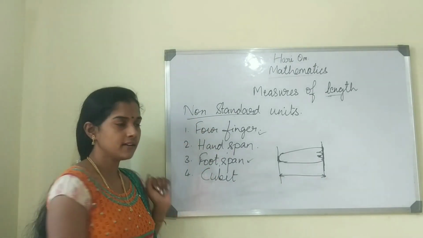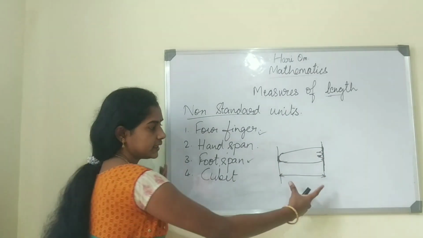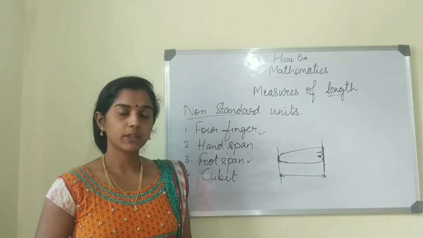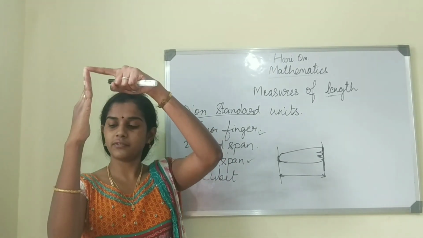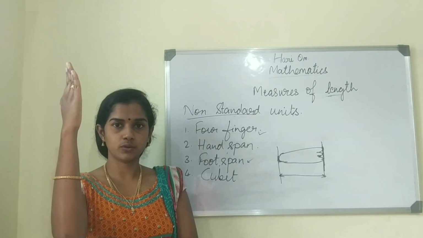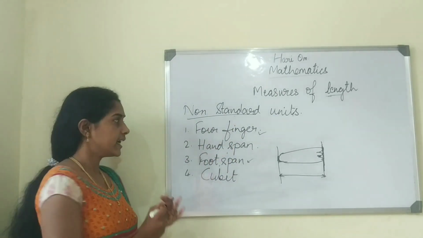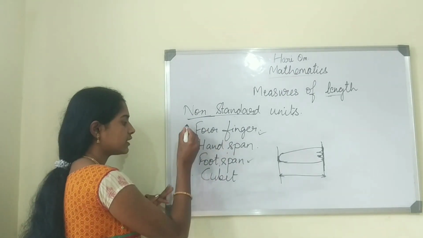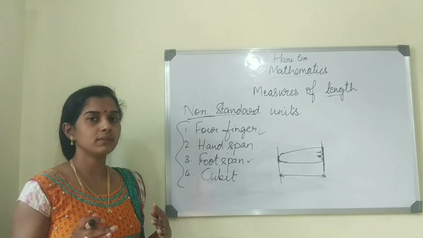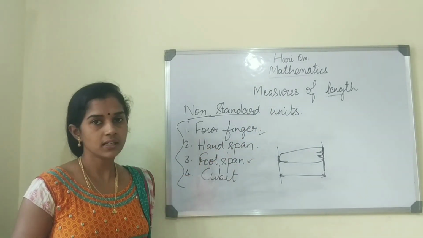What is foot span? The tip of the longest toe till the tip of the heel. The distance between it is called as foot span. What is cubit? Cubit is the tip of the longest finger till the tip of the elbow. This distance is called as cubit. Understood this, children? So these are the non-standard units. In non-standard units, we are using our body parts. So if we use our body parts to measure, then it is the non-standard units of measuring the length.